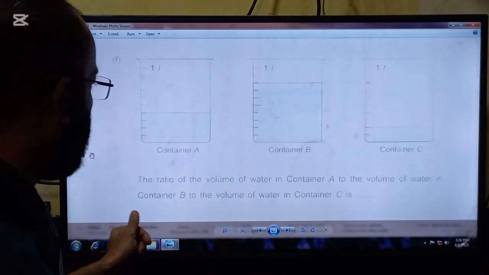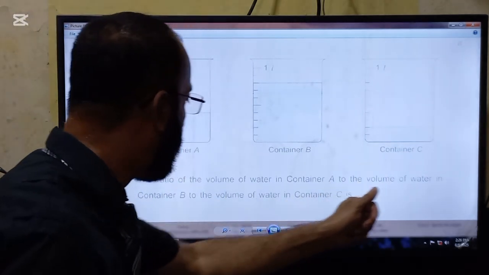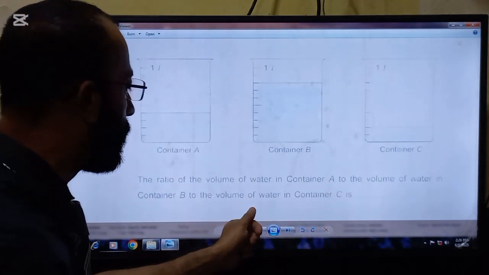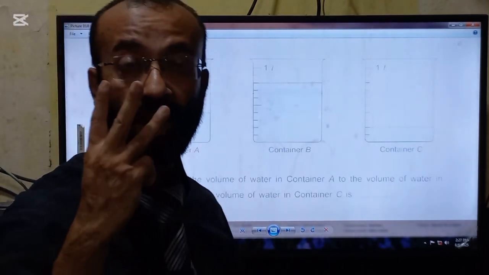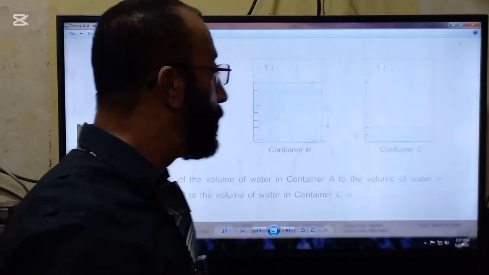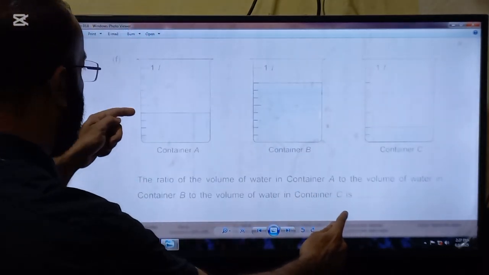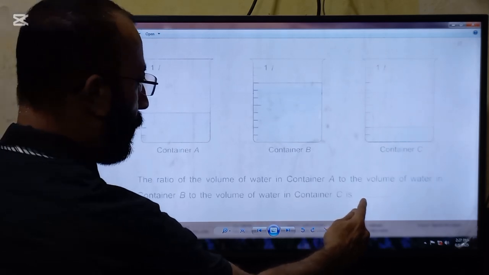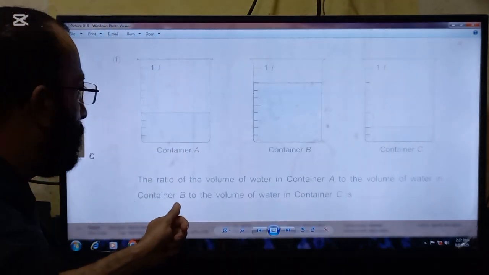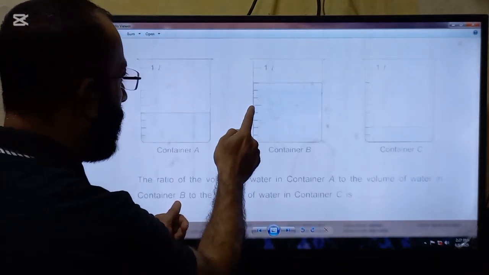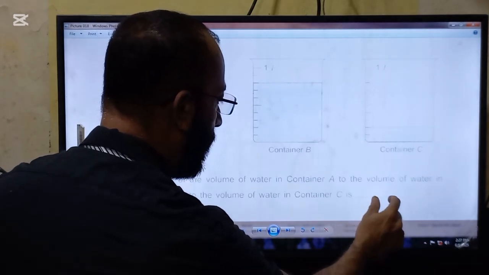Okay, now come to the question. The ratio of the volume of the water in container A to the volume of water in container B to the volume of water in container C. So actually the difference in this question is that now 3 quantities are involved. So the thing which is coming first should be written first. So 1, 2, 3, 4. It means this is 0.4. Then container B: 1, 2, 3, 4, 5, 6, 7, 8. So 0.8 will be written in the middle.